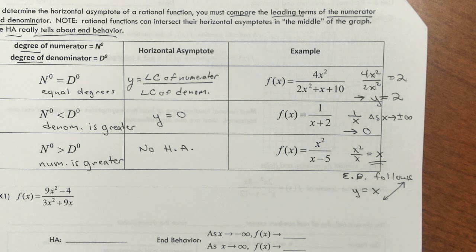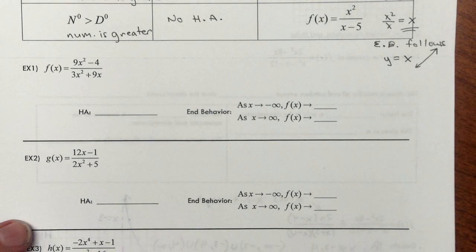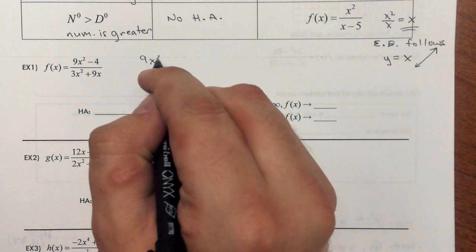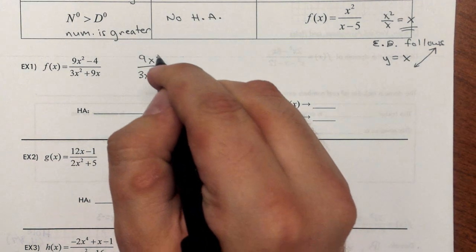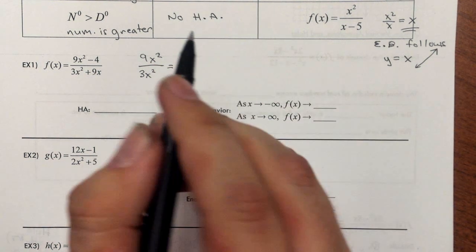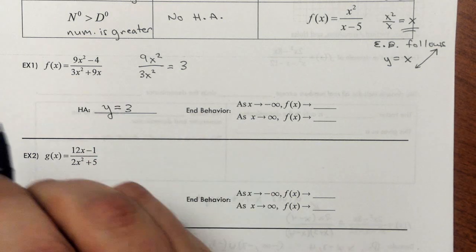So I'm going to take a look at some examples right here just to work you through this. I'm going to work through these a little bit quicker because this video is already getting kind of long. 9x squared over 3x squared. Well, I see that the degrees are the same. If I compare these, I can just divide these and say 9x squared over 3x squared. Well, that's 3. So my horizontal asymptote is just y equals 3.